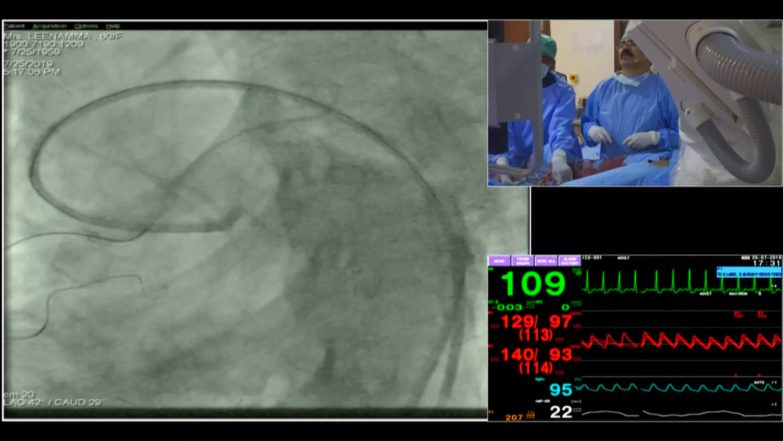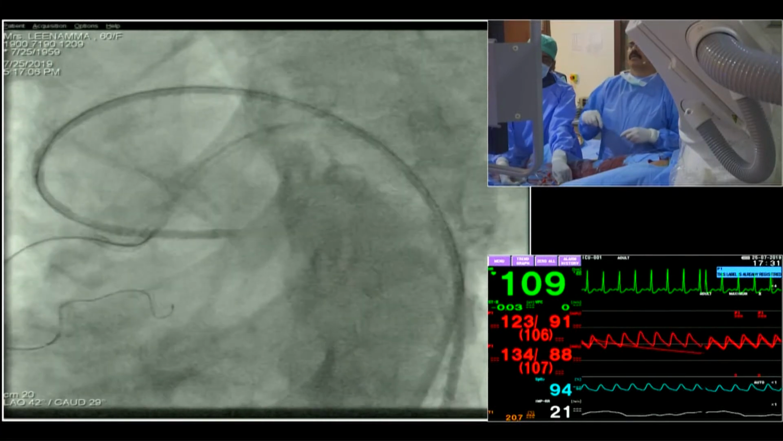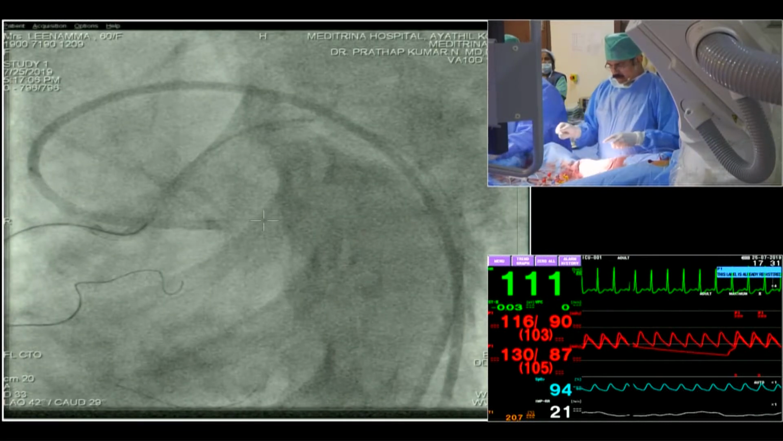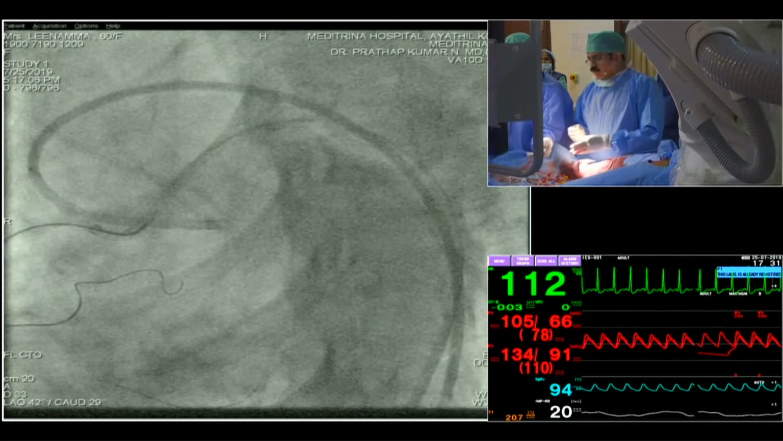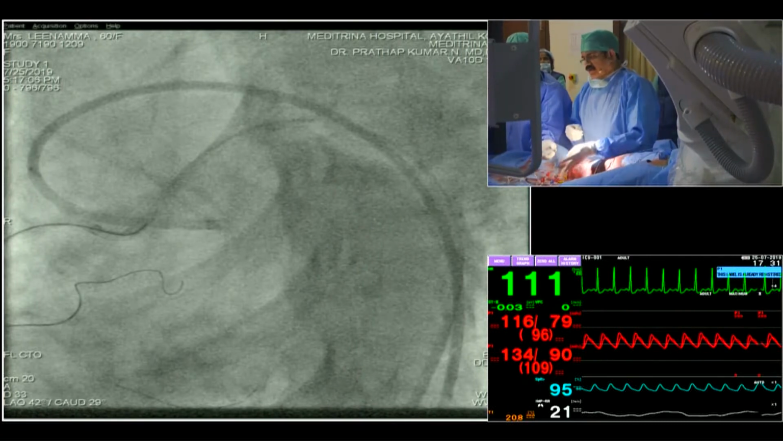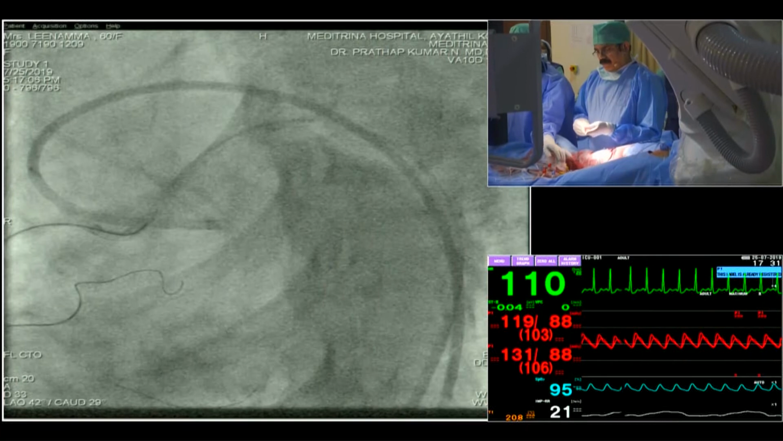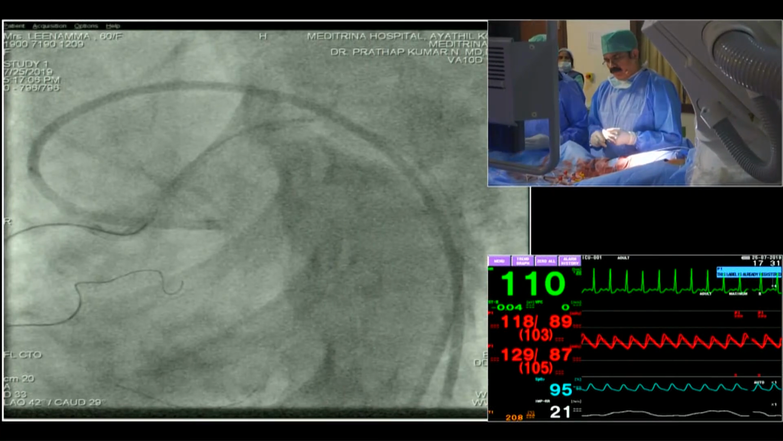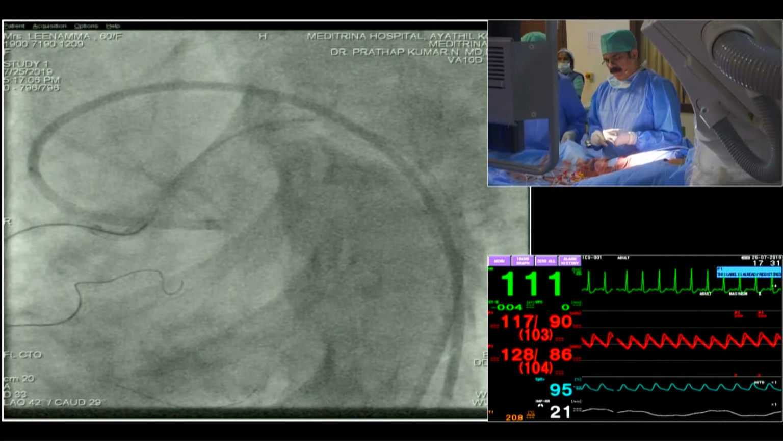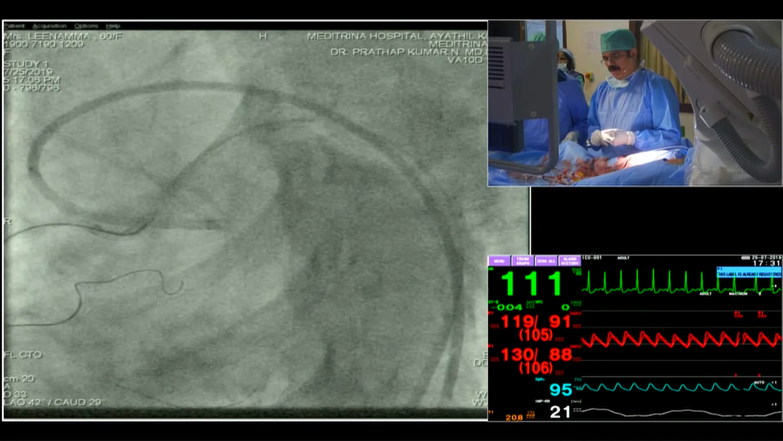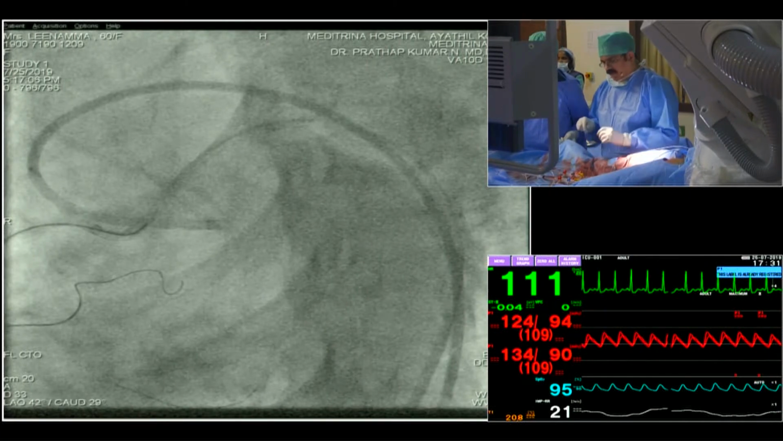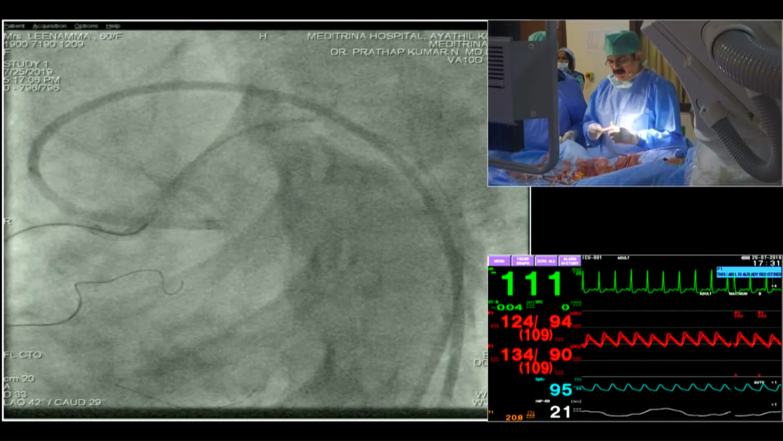This is an EBU 3.5? Guide is EBU 3.5. Guide is sitting towards the circumflex. Circumflex. That's the challenge here. Generally, the guide is sitting towards the circumflex. Otherwise, for LCX we plan 3.5 and for LAD you tend to take 3. Maybe because of the bigger size you must have planned for 3.5. But you can see, 3.5 actually. We always take a 3.5 or 4 in CTO because you will get more support.